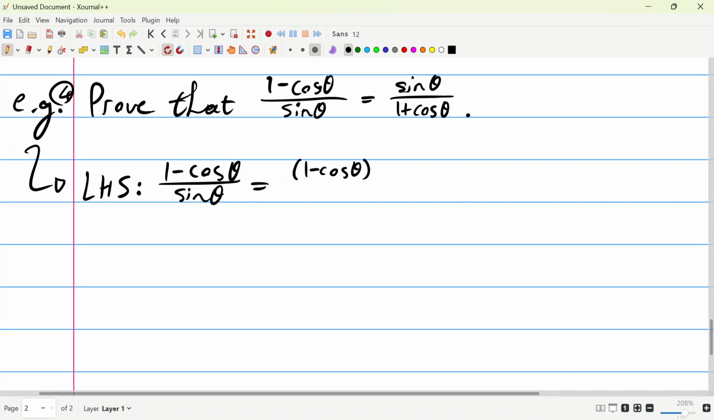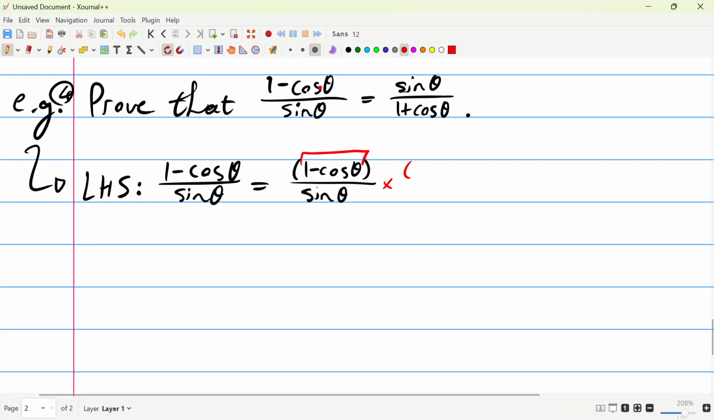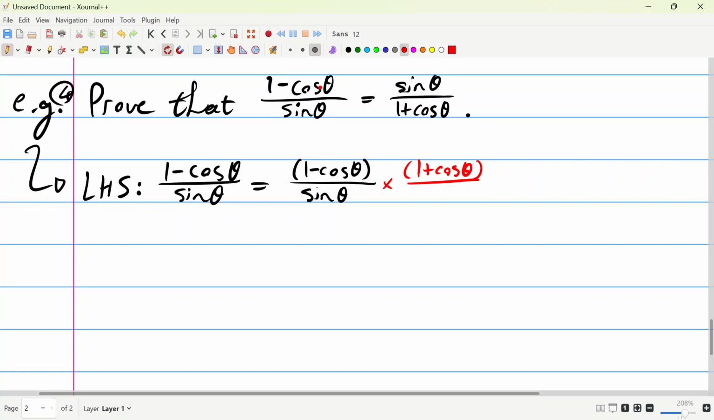theta, divided by sine theta, but we can multiply by the conjugate, meaning the exact same expression with the changed sign. So we're going to multiply it by (1 plus cos theta) over 1 plus cos theta, because remember, this is the same as 1. We're multiplying by 1. This is allowed, but we want to manipulate it so that we can change things around. This is what you call the conjugate method, where you can rationalize something in terms of something else.